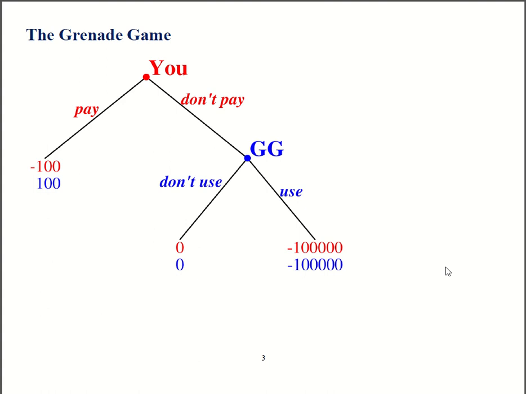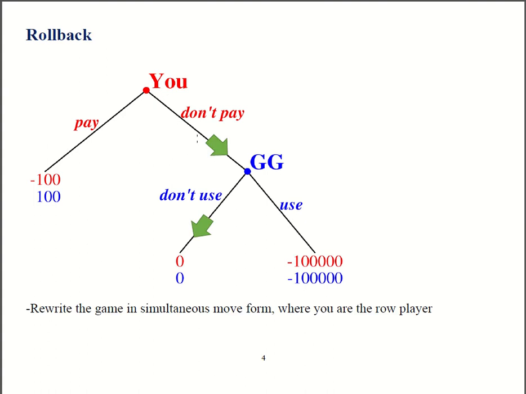Alright, I presume you found the rollback equilibrium. So Grenade Guy over here is going to play don't use. It's better to play don't use and get 0 than it is to play use and get this massively negative payoff. So if Grenade Guy is going to play don't use, then you're going to play don't pay, because don't pay is going to get you a payoff of 0, and that is better than losing $100 and getting minus 100. So it's going to be a unique rollback or subgame perfect Nash Equilibrium, which is don't pay, don't use.